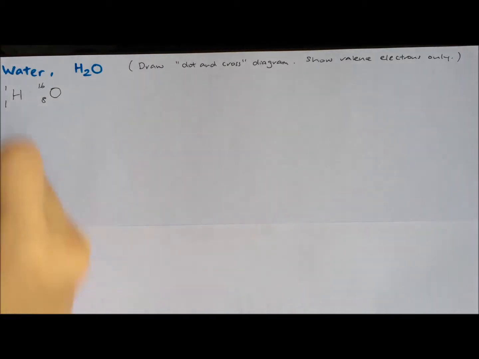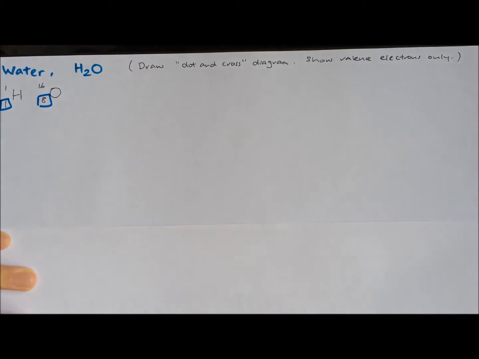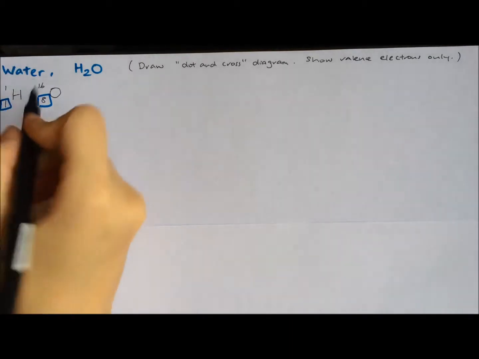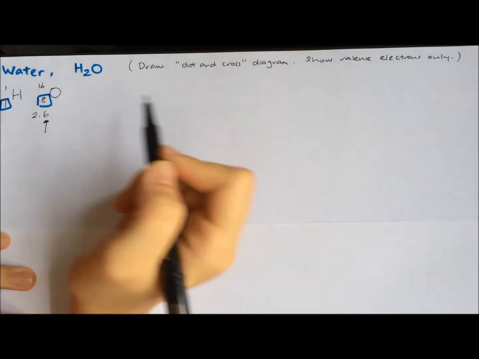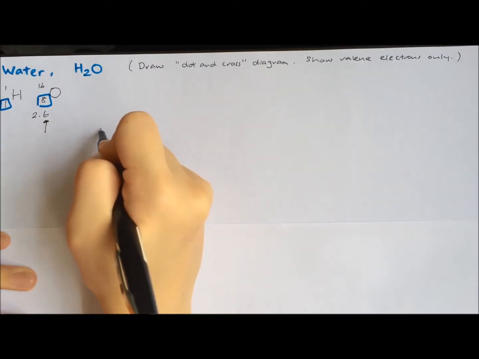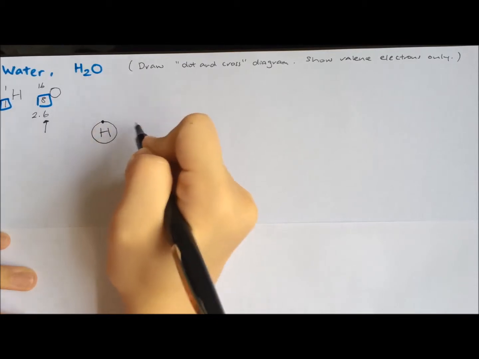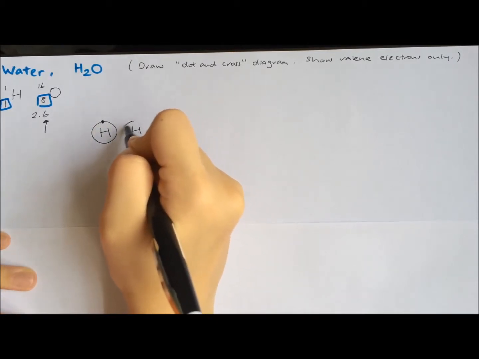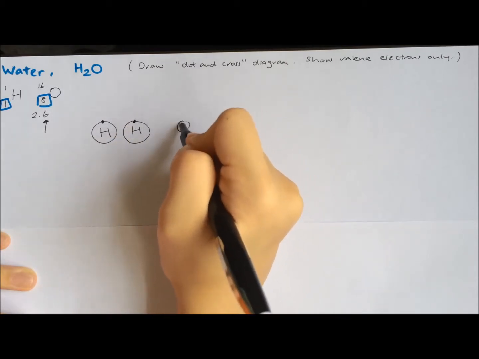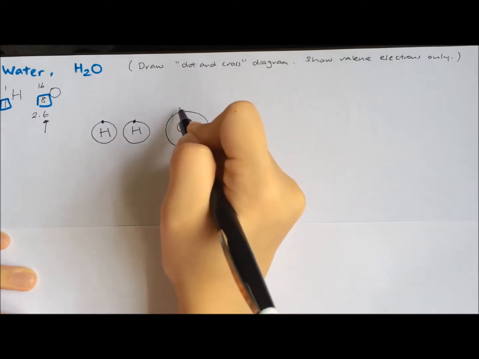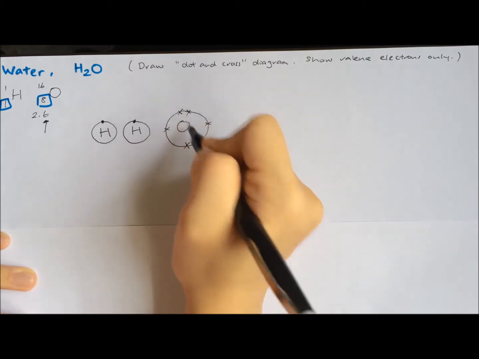Here it says show the valence electrons only. So hydrogen has 1 electron, oxygen has 8 electrons. Oxygen will be 2.6, so we just draw 6 electrons for oxygen. Because we have 2 hydrogen, H2O, we must draw 2 hydrogen. We will use dots for the hydrogen electrons. Oxygen, we will use crosses. Top, bottom, left, right, top, bottom.